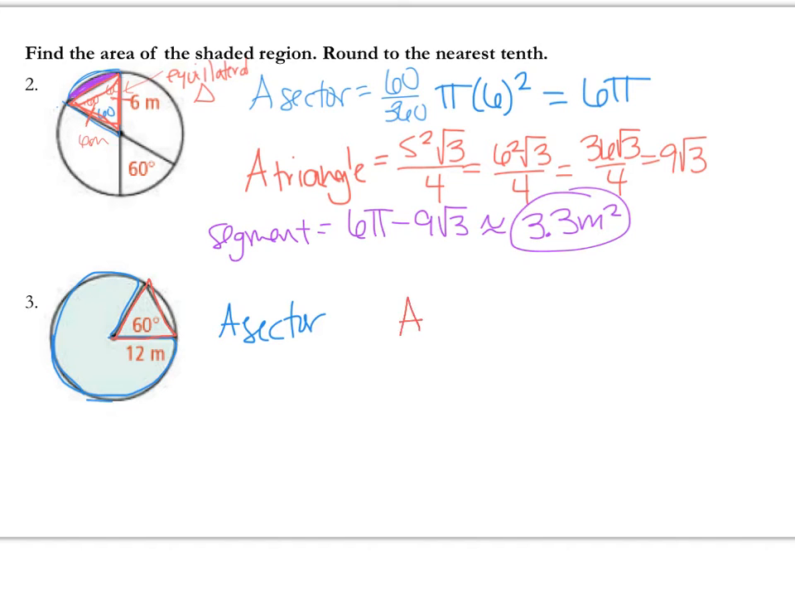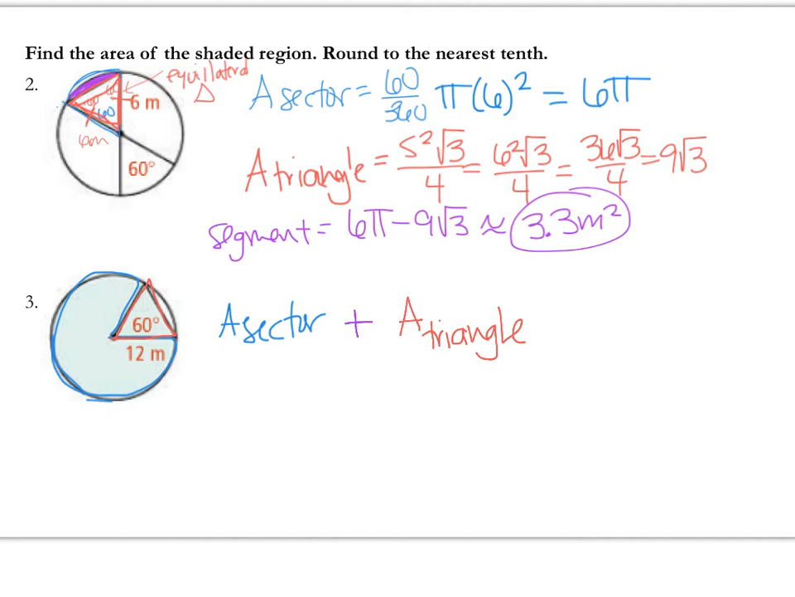So we would also need to find the area of the triangle, but look at how this one's different. Those are both shaded. We don't need to subtract anything this time because we're not taking away any empty space. We're going to add those two together to get our final answer.